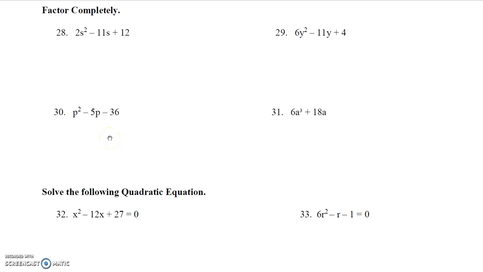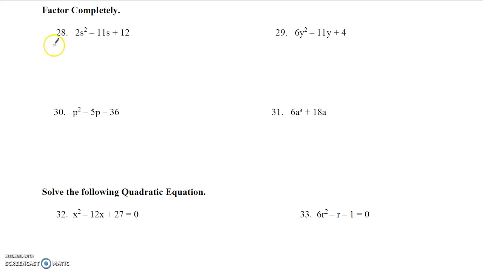Okay, we left off at 16, and now we're going to jump to number 28 and do 28, 29, 30, and 31. So we are being asked to factor. So if I look at number 28, do I have a GCF? No. Could I do grouping? No. Do I have a trinomial? Yes. Does it have a lead coefficient?